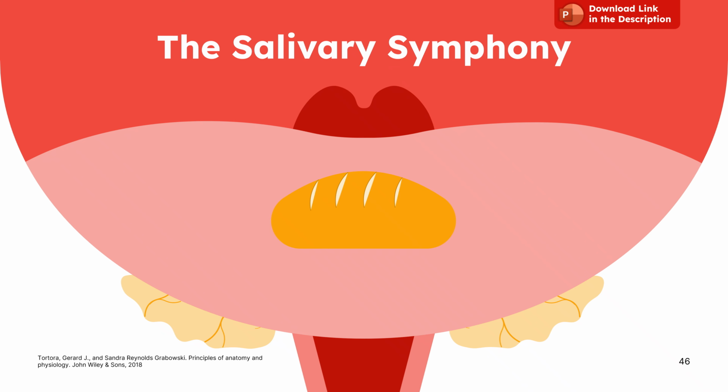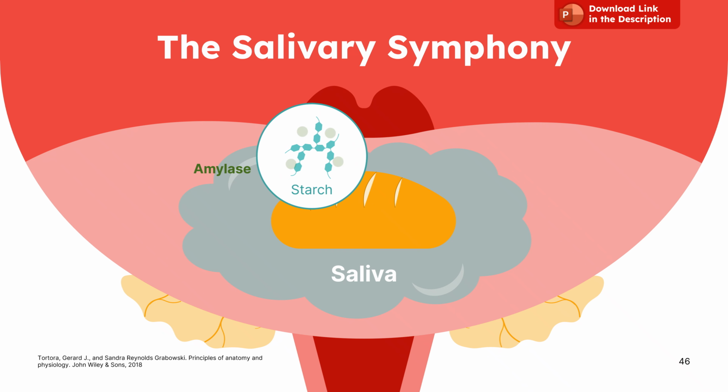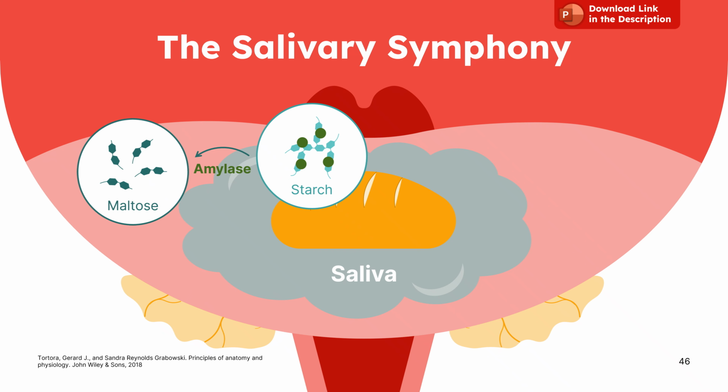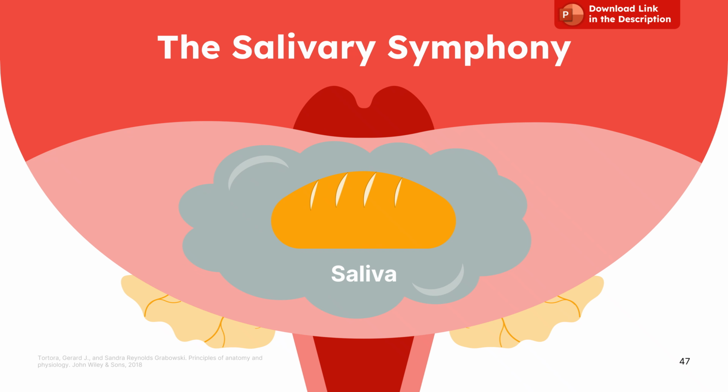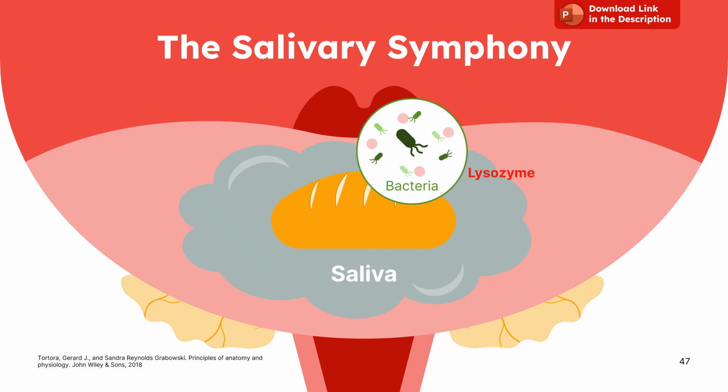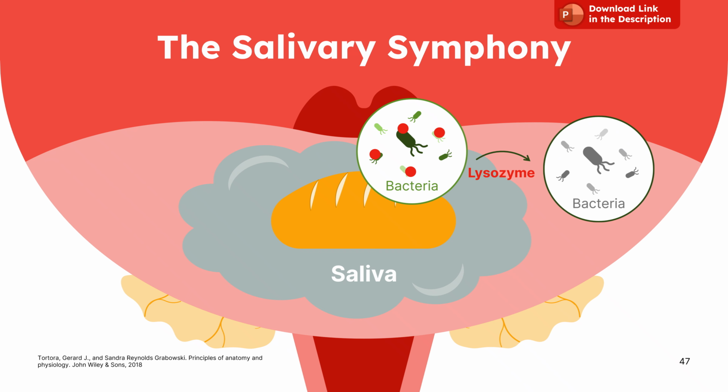Saliva plays a crucial role in the digestive process by performing several key functions. It lubricates the food, making it easier to swallow, and it also contains the enzyme amylase, which begins the breakdown of complex carbohydrates, such as starches, into simpler sugars like maltose. In addition to its role in digestion, saliva contains lysozyme, an enzyme with antibacterial properties. Lysozyme helps protect the mouth from infections by breaking down the cell walls of certain bacteria, thus reducing the risk of bacterial growth.